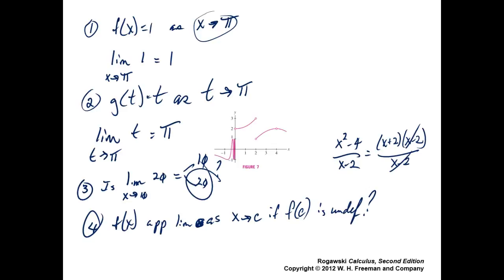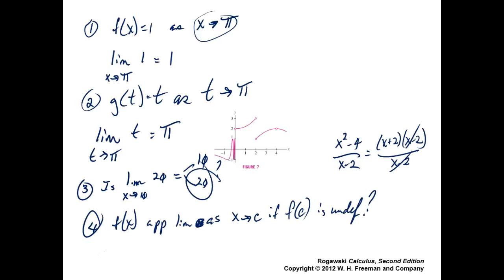So yes, f can approach a limit as x approaches, in this case, 2, even if f of 2 you can't do, because it has a denominator of 0. I didn't like it, but that's what they're getting at. I like to make a distinction between undefined and indeterminate. They're not making that difference.